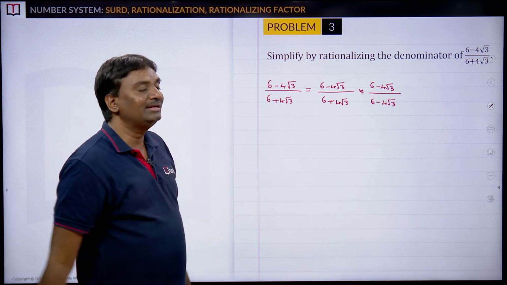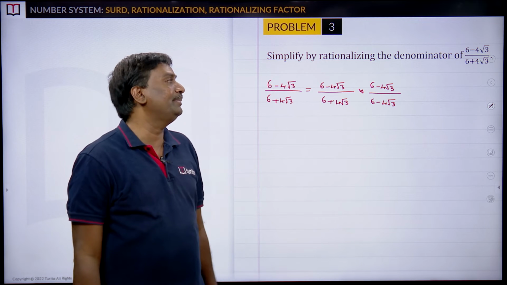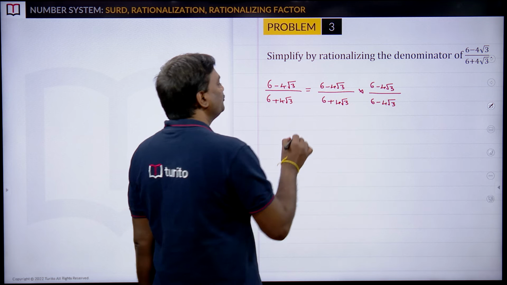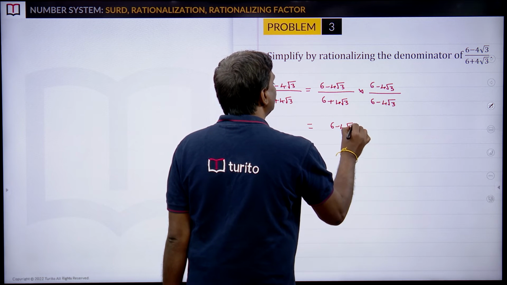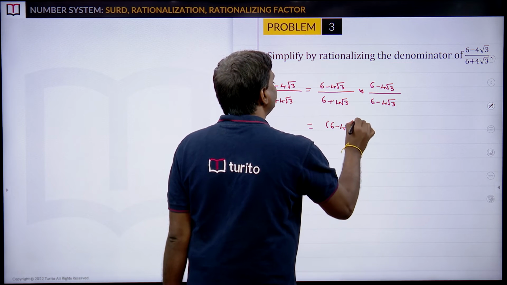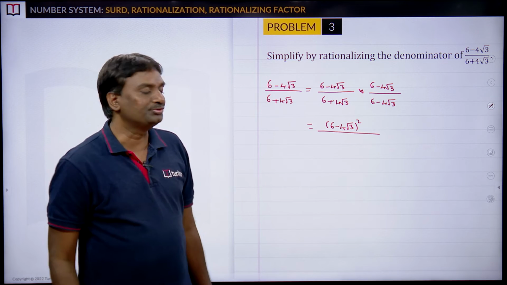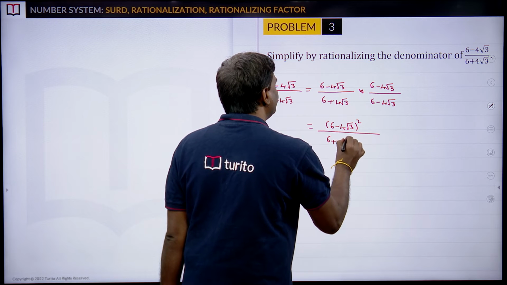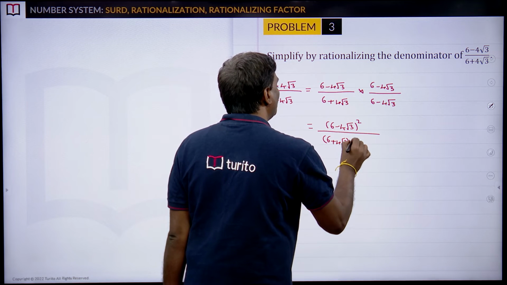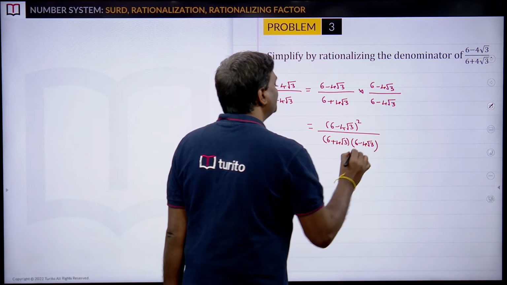Now, in the numerator 6 minus 4 root 3 into 6 minus 4 root 3 can be written as 6 minus 4 root 3 whole square. In the denominator, 6 plus 4 root 3 into 6 minus 4 root 3.